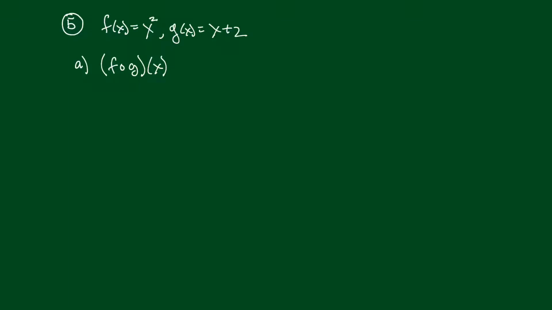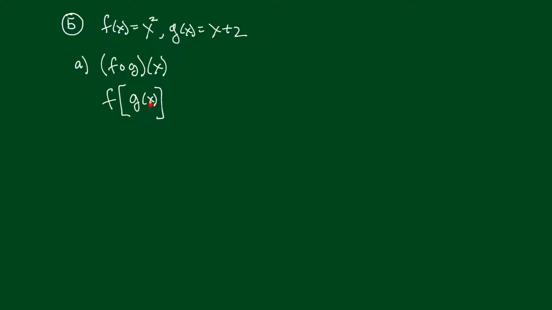So the first thing we need to realize is, what does this mean? This is the name of a new function. We have one function f, another function g, and we're not going to add them, multiply them, or subtract them. We're going to compose them. And that new composition, we're going to give this name. So this is the name of a new function, and we want to find out what it is. So here's what this means. This means take f of g of x.